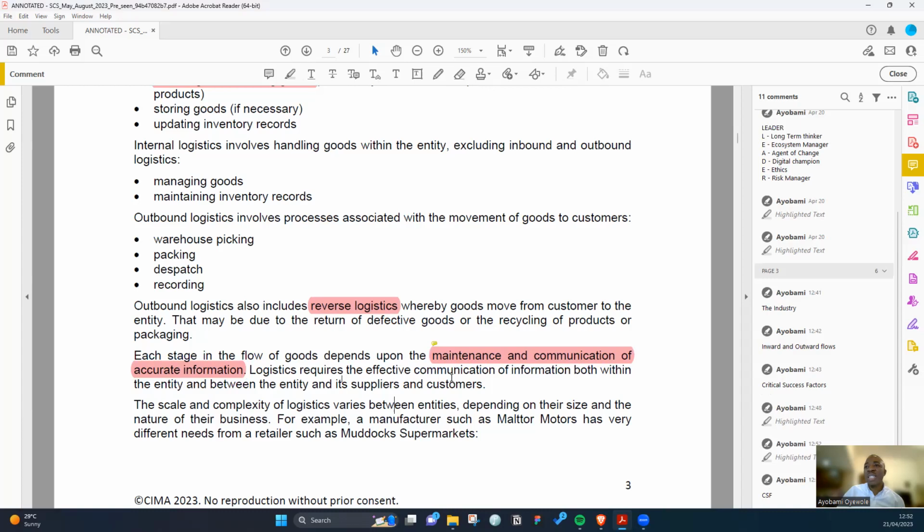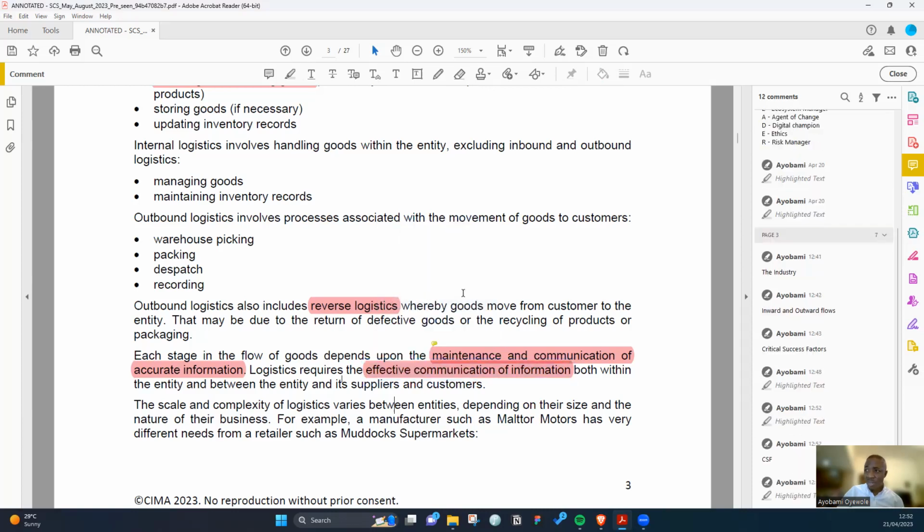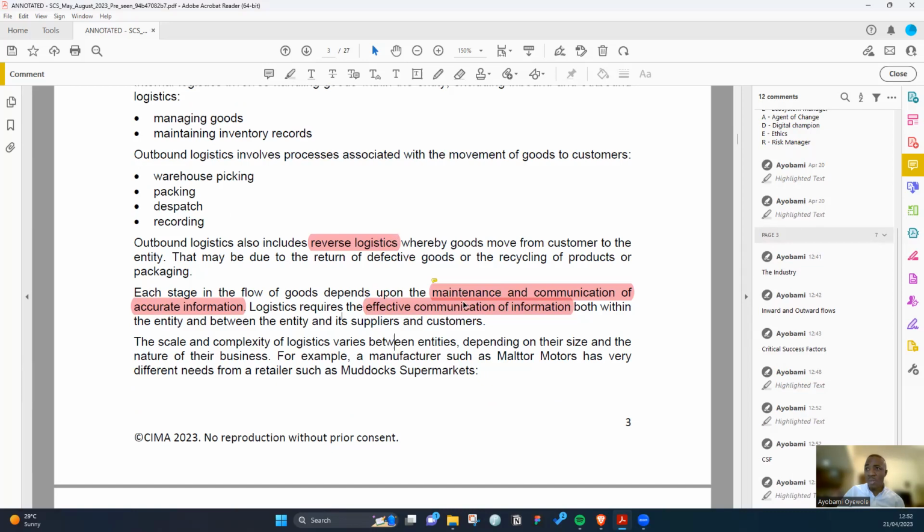Logistics requires the effective communication of information. Can you see once again? Effective communication of information. So these things are the critical success factors in this industry. You must take note of them. Anytime you are talking about anything logistics, you are giving any answer, you must always mention them. They are like ingredients that you must sprinkle all over your answers for the examiner to know that you know what you are talking about.